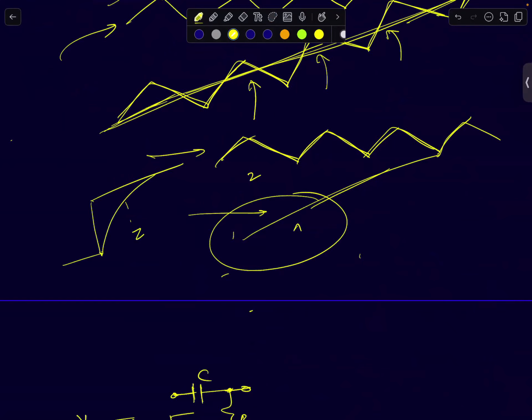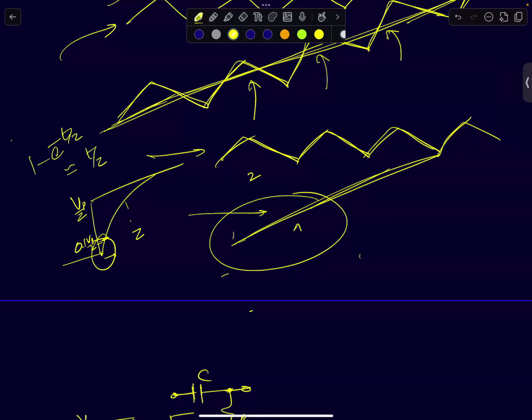If you are within a fraction of one time constant, you are at less than 10% of the signal's peak value. So this is the peak value, Vp by 2, and you are at 0.1 times Vp by 2. In that region, this function will look like a linear ramp. After that, it's an exponential. The approximation is 1 minus e power minus t upon tau is approximately equal to t upon tau if t by tau is much less than 1, or t is much less than tau.